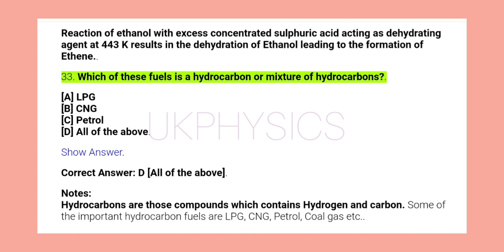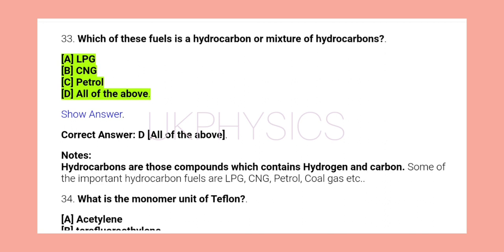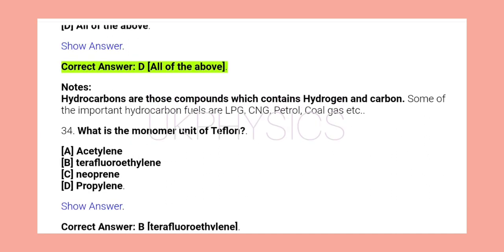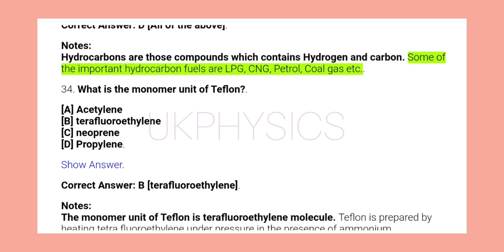33. Which of these fuels is a hydrocarbon or mixture of hydrocarbons? A. LPG, B. CNG, C. Petrol, D. All of the above. Show answer. Correct answer, D. All of the above. Notes: Hydrocarbons are those compounds which contain hydrogen and carbon. Some of the important hydrocarbon fuels are LPG, CNG, petrol, coal gas etc.